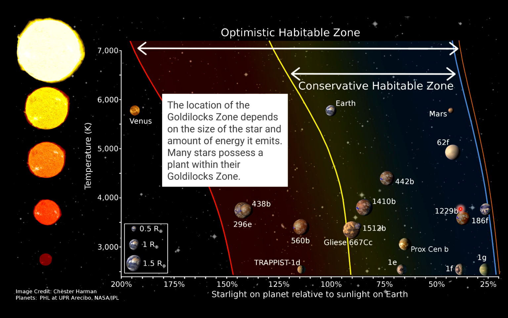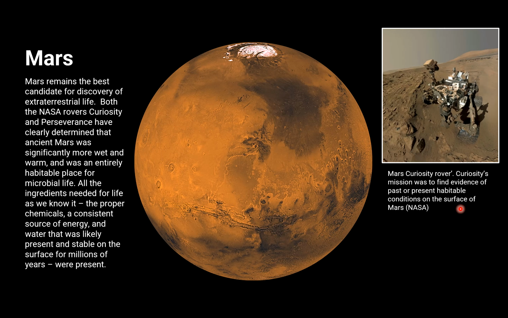So this is the Goldilocks zone in a star's system, with light on the planet, like the sunlight on Earth. This is Mars. The Curiosity mission was to find evidence of past or present habitable conditions on the surface of Mars, but we have not got any information.